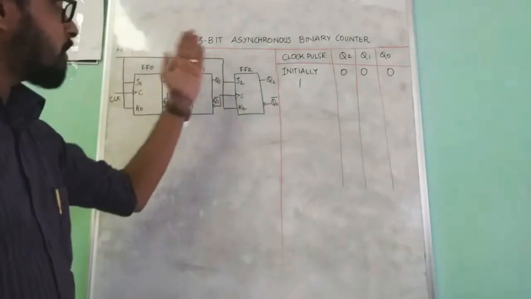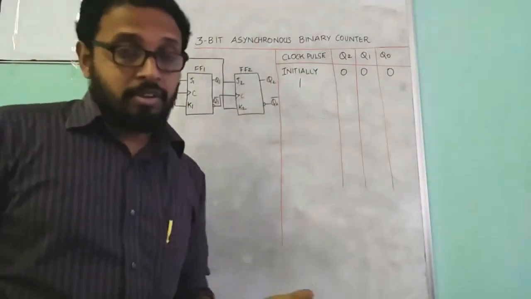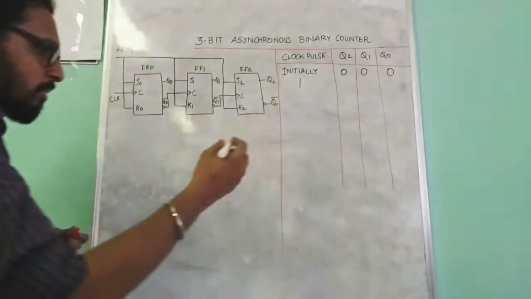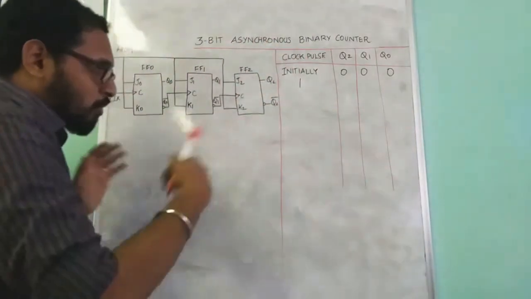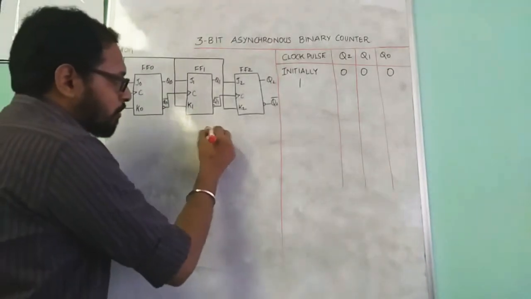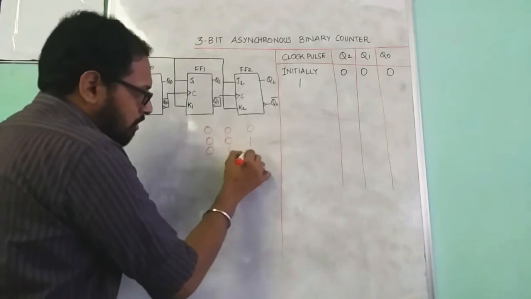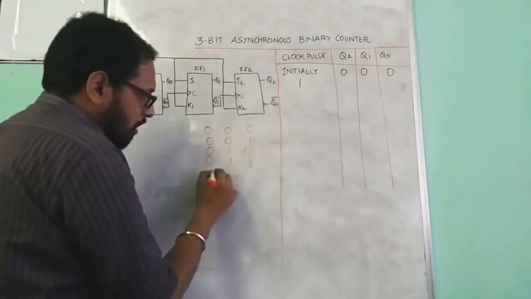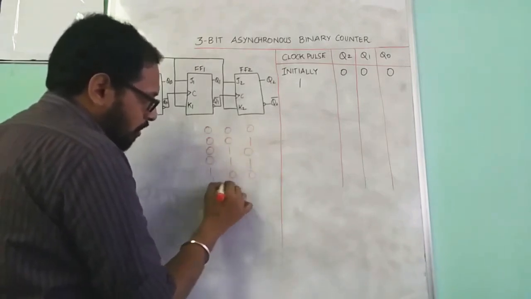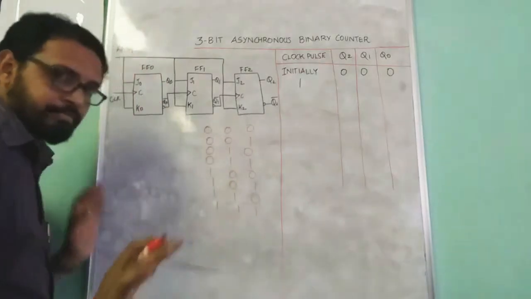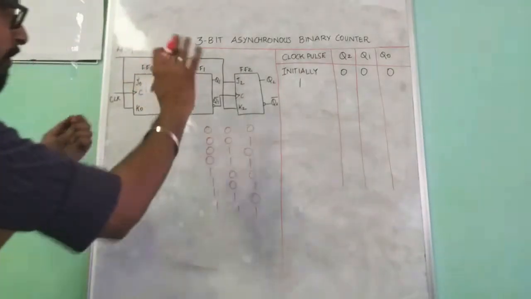And this is a 3-bit asynchronous binary counter. A 3-bit asynchronous binary counter means, in order to make you understand how we need to get the values, we go for 000, 001, 010, 011, 100, 101, 110, 111. That we need to generate from here.